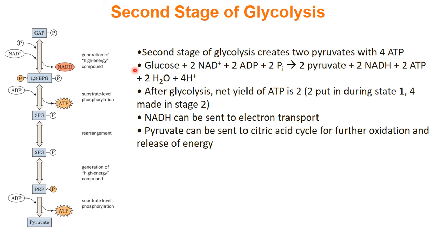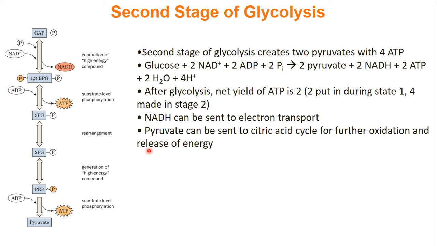So overall, glycolysis: glucose plus 2 NAD plus 2 ADP plus 2 Pi gives us 2 pyruvate, 2 NADHs, 2 ATPs, 2 H2Os, and 4 H plus. So the net yield of glycolysis is 2 ATP. That's because you put 2 in at stage 1 and 4 come out in stage 2. Not the greatest return, but still something. You get NADH, which if you breathe oxygen, you can send to the electron transport chain to get more energy. And you have pyruvate.